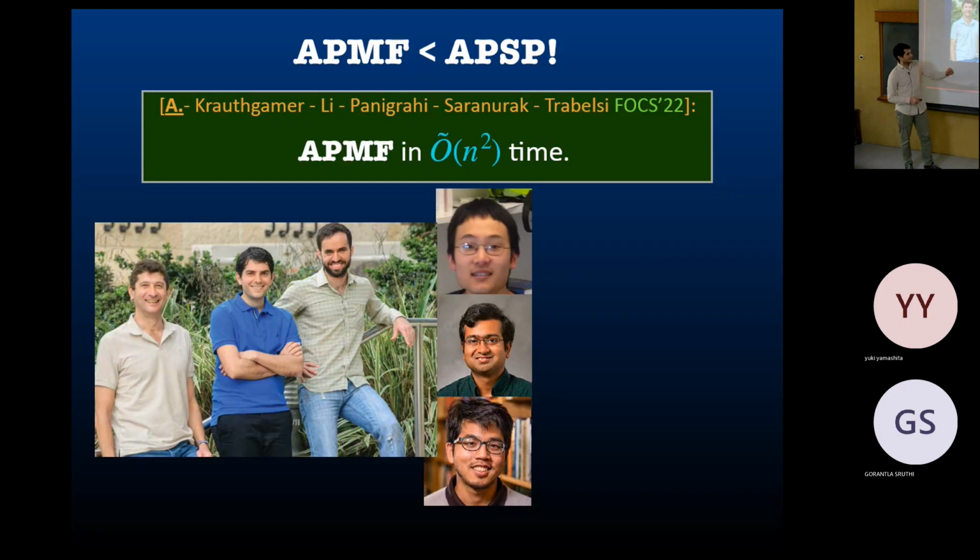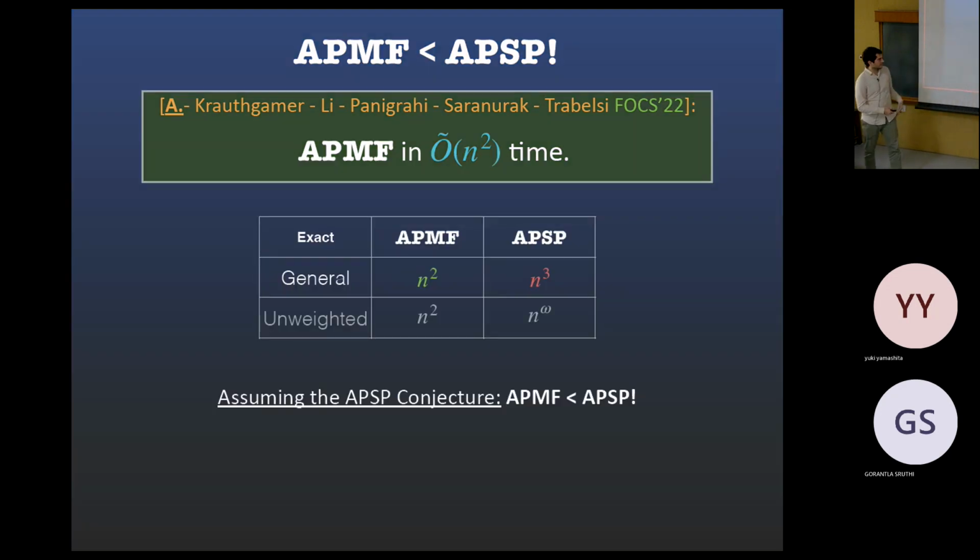Okay. Then with these guys, we got the result that Dimani mentioned. This was with Robbie Krauthgamer, Merav Parter, Jason Li, Dimani, and Satish Sarno. So this is the updated picture. Very strong separation, if you believe the APSP conjecture. The APSP conjecture says that even if omega is 2, even if we're very, very optimistic, we will still not know how to break the cubic bound. And for APMF, it's already done.